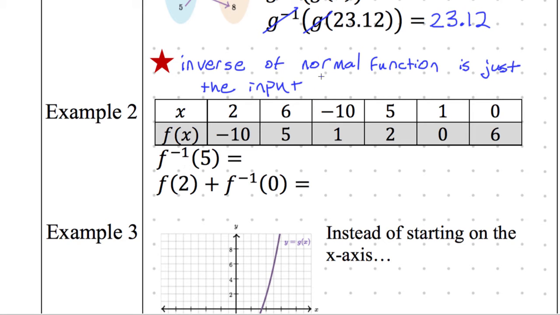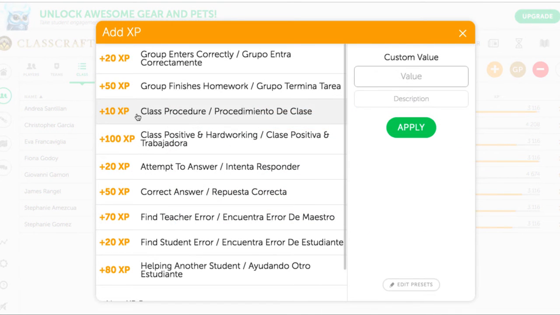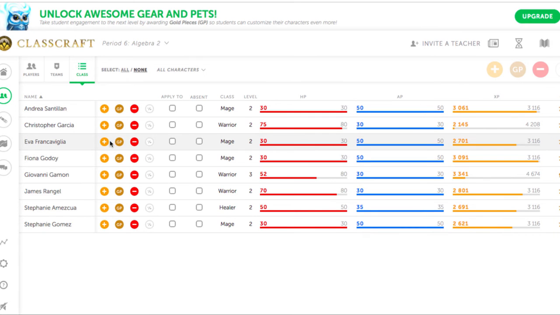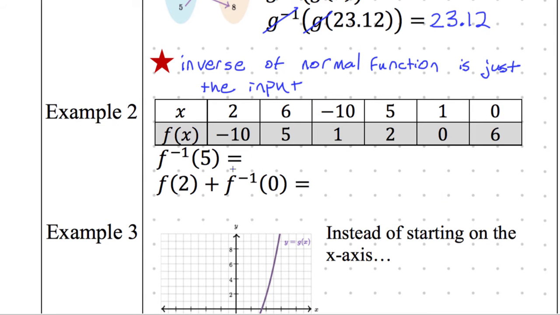Eva? 5. Thumbs up, thumbs down. Agree, disagree? Interesting. Some people did thumbs up, some people did thumbs down. So first of all, everyone got their 10 XP for voting. Second of all, Eva gets your XP, but it was an attempt because it is not quite correct. You only start with your input if you have a composition of an inverse with the normal. This is just the inverse. This is just going backwards.